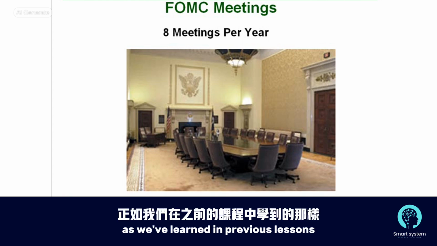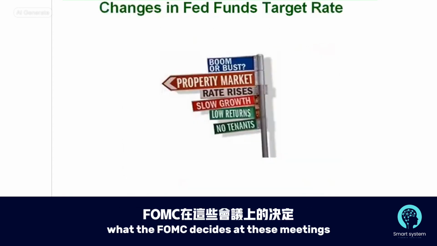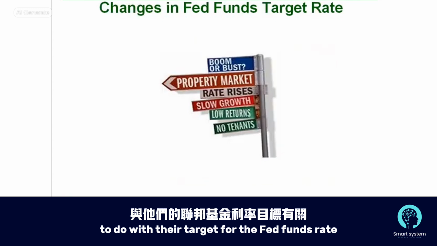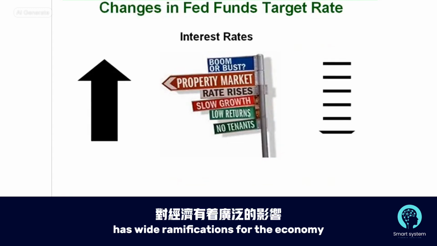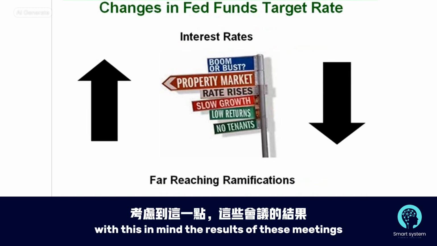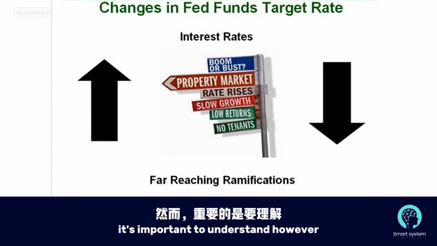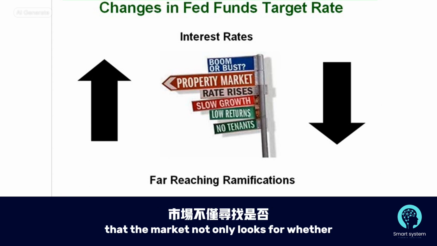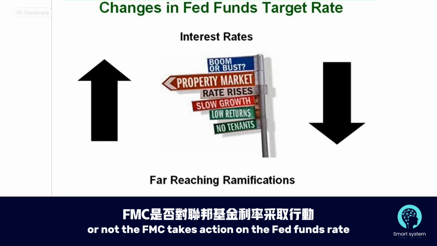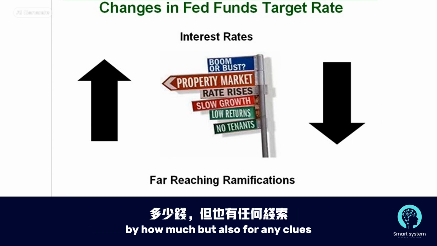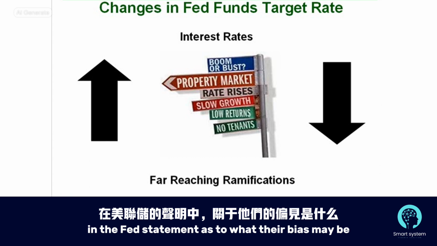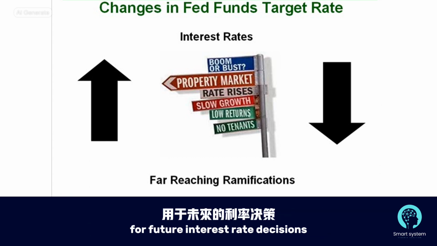As we've learned in previous lessons, what the FOMC decides at these meetings to do with their target for the Fed funds rate has wide ramifications for the economy, and therefore the markets. With this in mind, the results of these meetings are closely followed by market participants. It's important to understand, however, that the market not only looks for whether or not the FOMC takes action on the Fed funds rate, and by how much, but also for any clues in the Fed statement as to what their bias may be for future interest rate decisions.